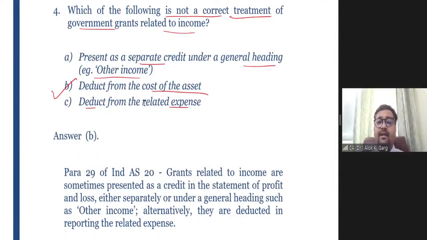Guys, Tejal, A is not the right option, na? So A is the right thing. So either you can present the government grant as other income, if it is a revenue nature grant, going by the gross approach, or you can deduct from the related expense. So these two are the right ones. But this is asking which of the following is not a correct treatment. So deducting from the cost of the asset is not a correct treatment. It is talking about the revenue nature grant. Okay.